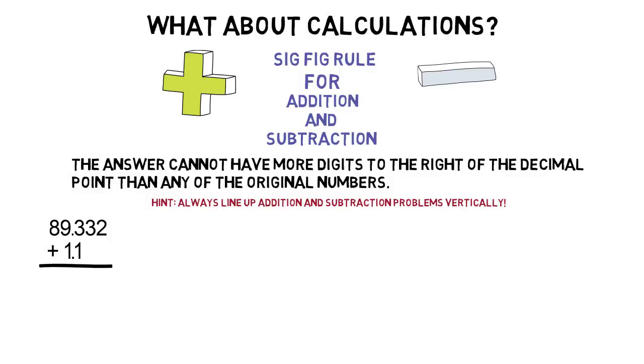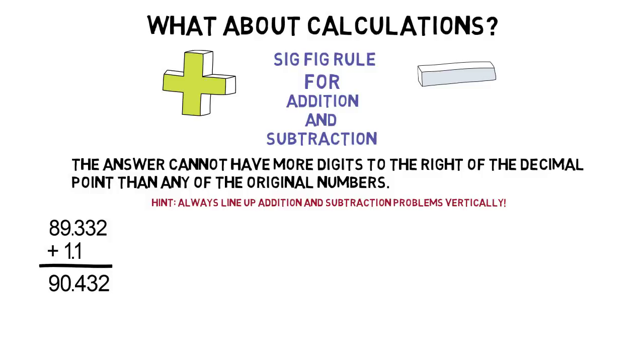This is easy to add up. You get 90.432. But that's not your answer. You have to figure out how many significant figures are in your answer before you report it on a lab report or in a homework assignment.